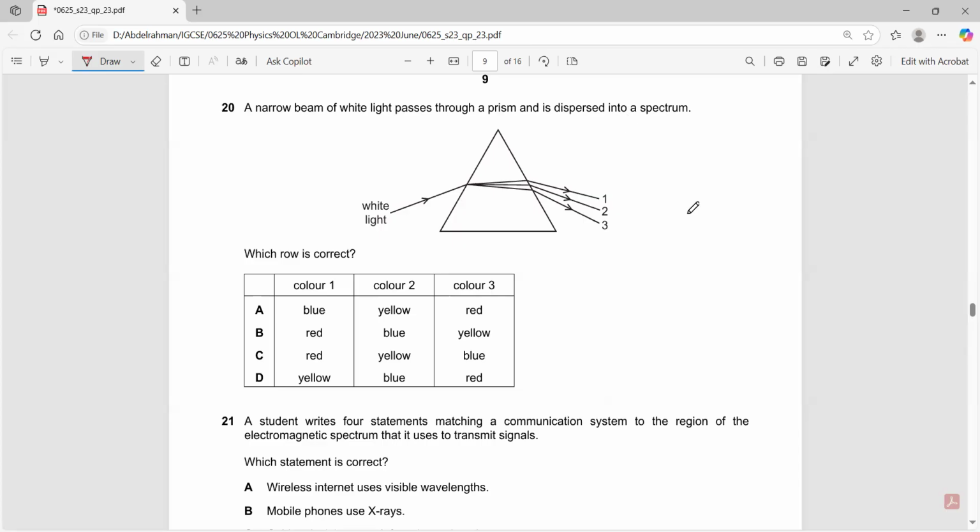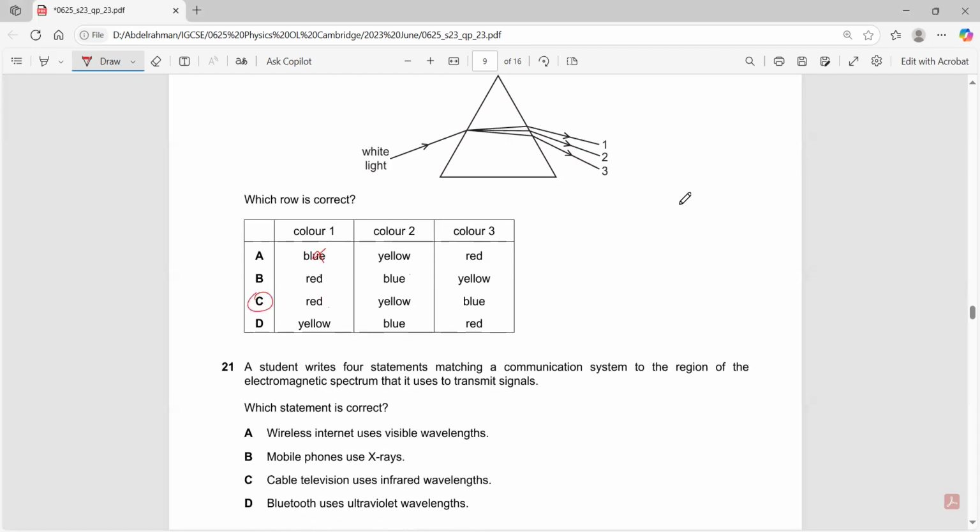Question 20. A narrow beam of white light passes through the prism. Which row is correct? Colors 1, 2, and 3. Come on, this is easy. Blue, no. Red, blue, yellow, no. Red, yellow, blue, yes. You have the colors ROYGBIV.